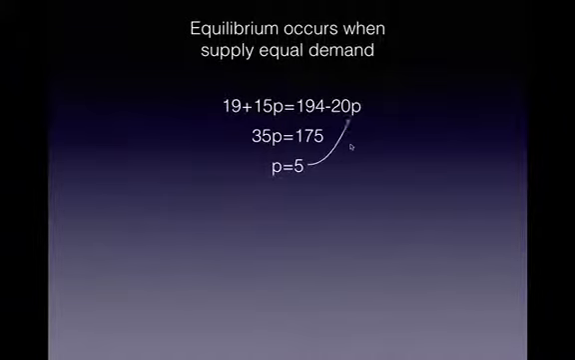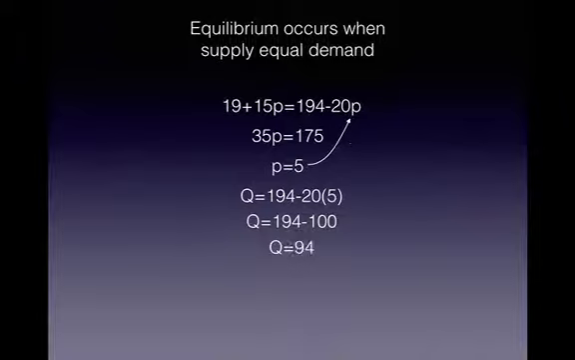Then we can place that 5 back into the demand function. So we place 5 in for P, and we get Q is equal to 194 minus 100. And the equilibrium quantity is equal to 94.